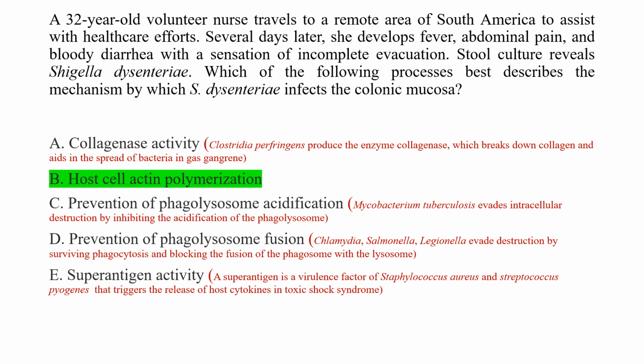And option D, certain intracellular bacteria avoid destruction by preventing the fusion of the phagosome with the lysosome. This example is seen in Chlamydia, Salmonella, Legionella. However, Shigella does not use this method. It escapes from the phagosome and moves via actin polymerization. And option E, superantigens, cause a massive cytokine release leading to toxic shock syndrome. This example is seen in Staphylococcus aureus and Streptococcus pyogenes.